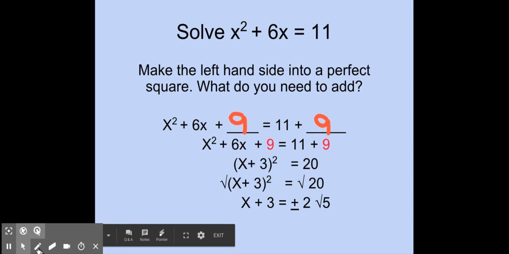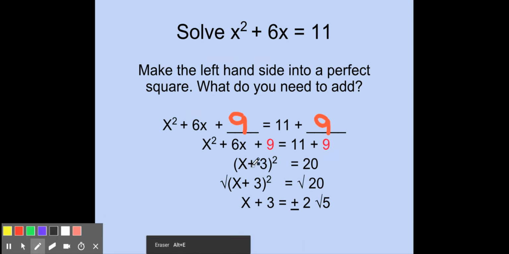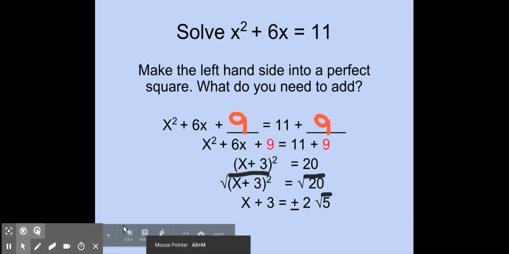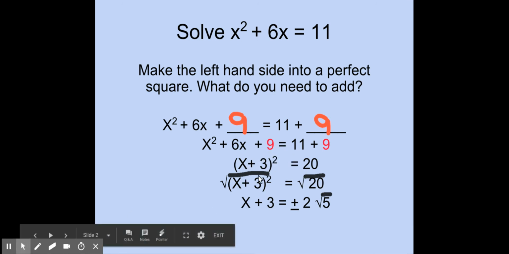So I could take my square root of each side now. I'm going to just extend this line so it looks pretty. Perfect. So when I take my square root of x plus 3 squared, it just undoes the square root here. So I'm left with x plus 3.